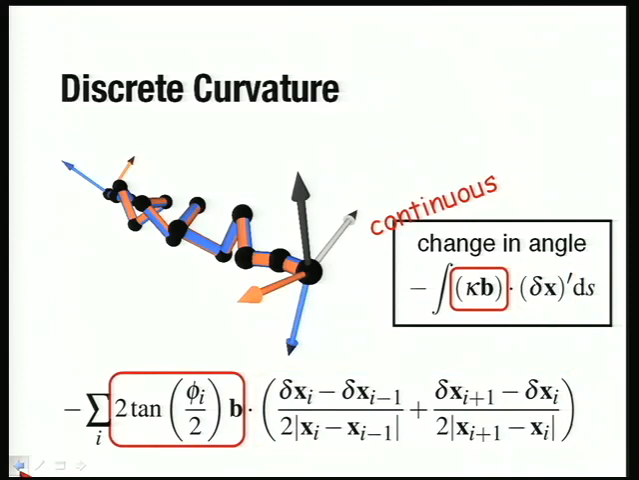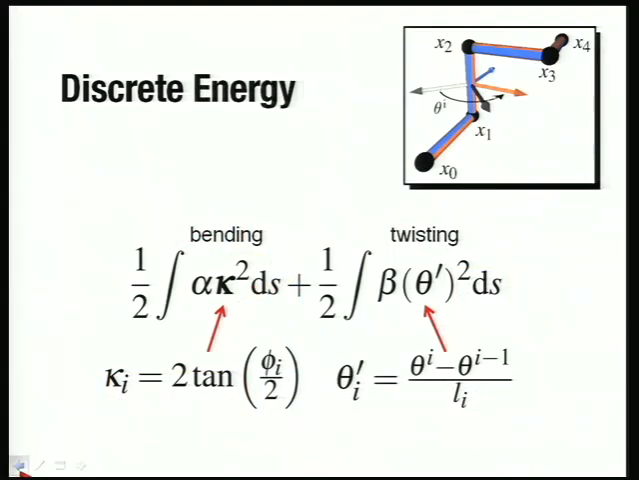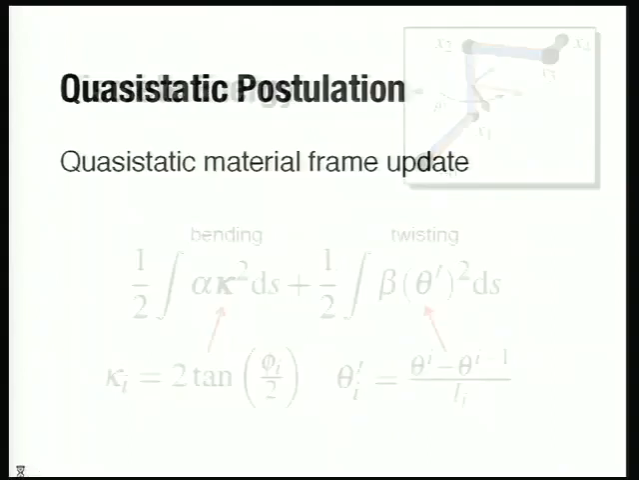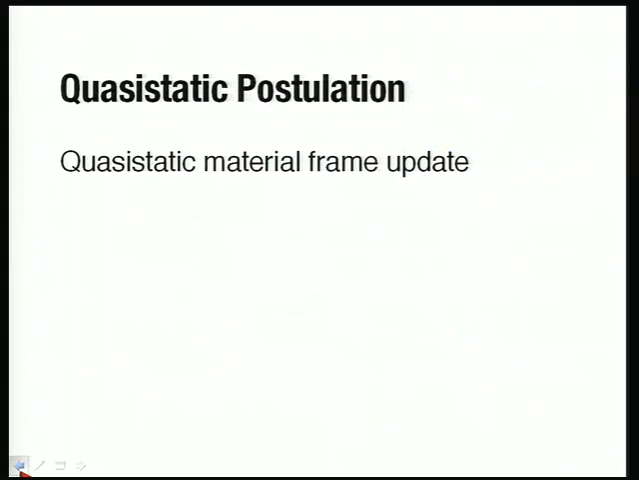And comparing these two quantities, we end up with the following expression for the curvature, which is just related to the turning angle at a vertex. So now, essentially, we have everything we need in the discrete case to run simulations. Next, we have to see how to enforce the quasi-static material frame postulation while we're actually running simulations.